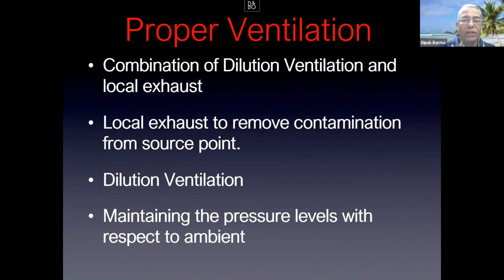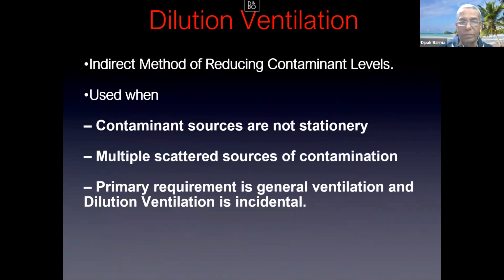In any ventilation, we'll have dilution ventilation and local exhaust arrangement. Local exhaust would be for contamination. Dilution ventilation, as we just talked about, is to dilute the pollution levels. And we will try and maintain the pressure levels with respect to ambient and adjoining spaces.